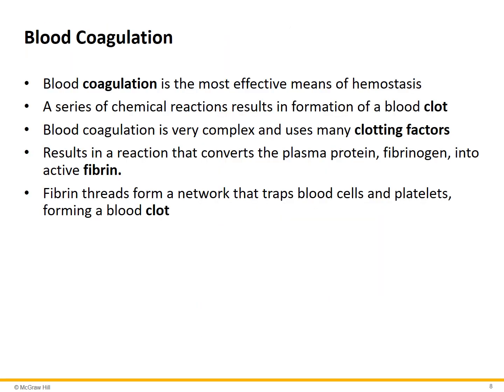The most effective means of hemostasis is blood coagulation. And this is a complex series of chemical reactions, which I'll show you, but we're not going to really be responsible for all the detail, that results in the formation of a blood clot. So this is something that the body needs to be able to occur very quickly, but you don't want it happening if it's not necessary.